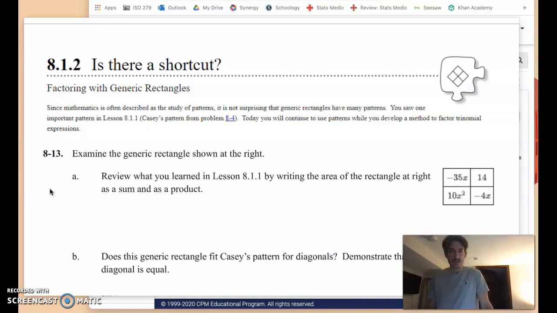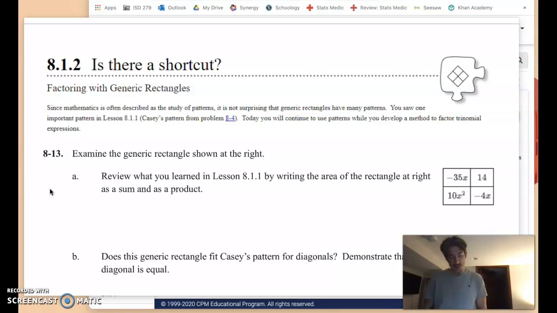Math is often described as the study of patterns. As humans, we're really, really good at recognizing patterns, which is why math is sometimes a pretty natural fit for some people. And just like a lot of other patterns that we see, generic rectangles have patterns. So let's start there. We've got a generic rectangle here in problem 8-13.